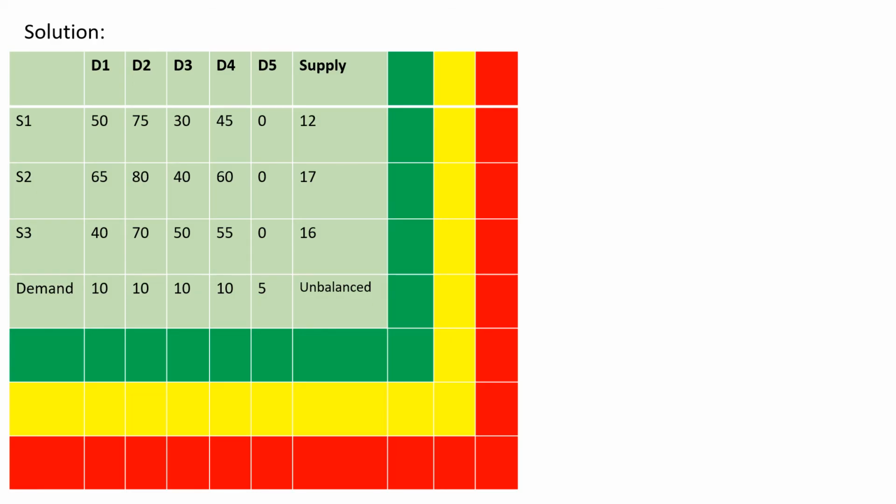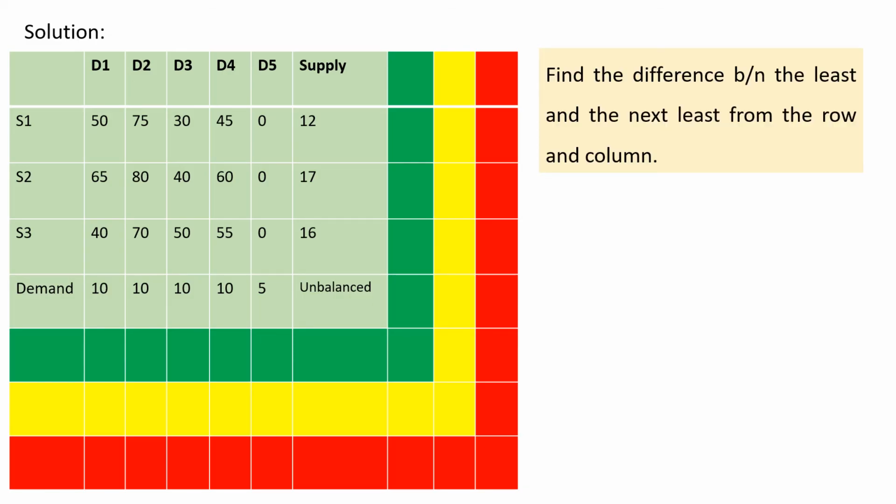So from this row, the smallest one is 30, and the next smallest is 45, so we subtract 30 from 45 and get 15 here. From the second row, the smallest is 40, and the next smallest is 60, so, oh, sorry, very sorry. There is another smallest, that is the dummy value here. So from the first row, the smallest is 0, and the next smallest is 30, so the difference is 30 here. From the second row, the smallest is 0, as you see, and the next smallest is 40, and the difference is 40 here.